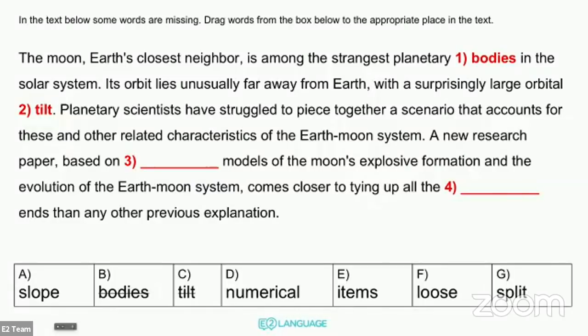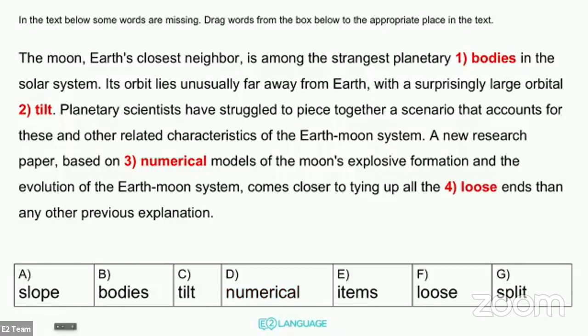So we're going to need one of those adjectives there. And the answer is going to be numerical models, because that's the natural sounding phrase, numerical models. The Earth-Moon system comes closer to tying up all the loose ends. Bodies, tilt, numerical, and loose.